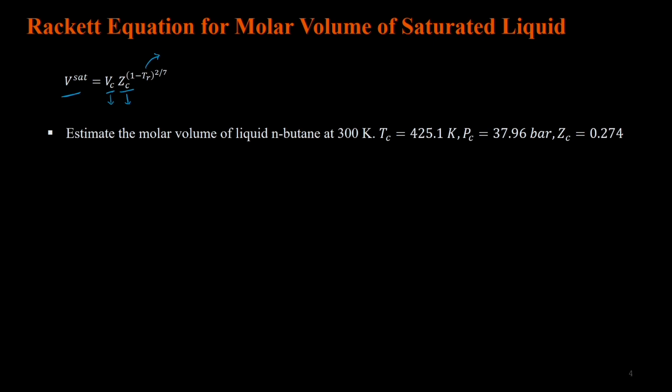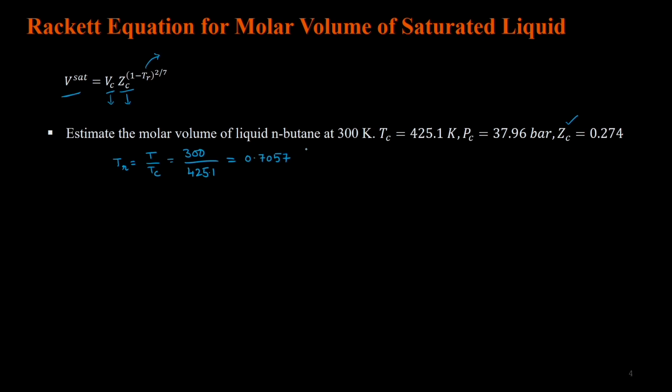We'd like to estimate the molar volume of liquid n-butane at 300 Kelvin. The critical temperature, critical pressure, and the compressibility factor at the critical point are given to us. To be able to do this calculation, we have Zc, the compressibility factor at the critical point, which is given to us. And because I know the temperature and Tc, I can calculate Tr, the reduced temperature at these conditions, which is essentially T over Tc. So that will be 300 over 425.1, which gives me a Tr of 0.7057.